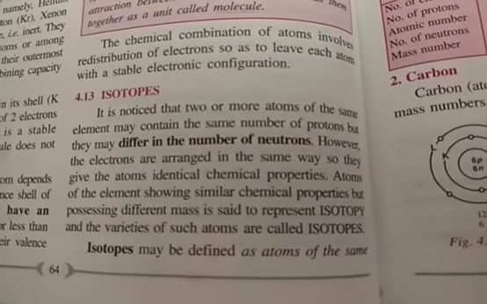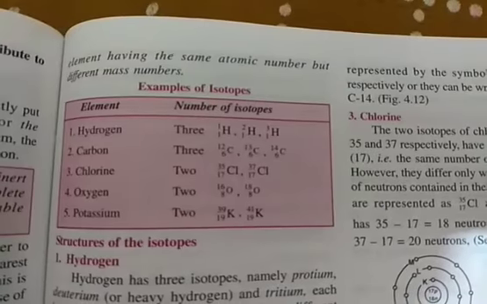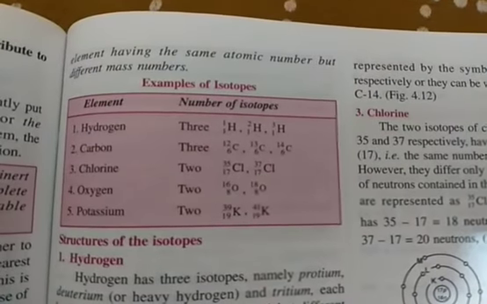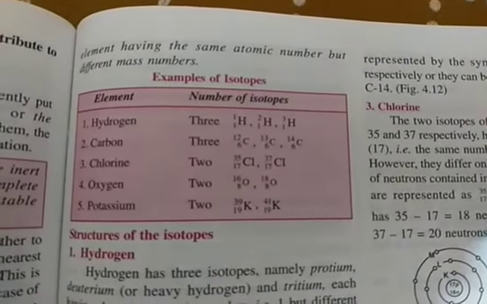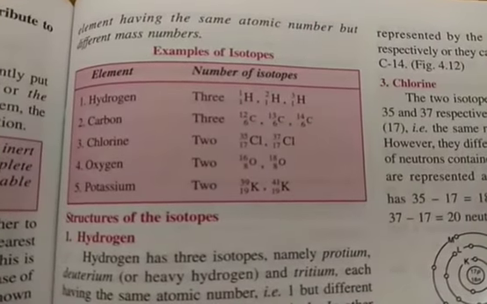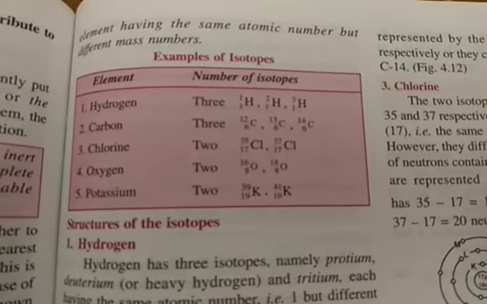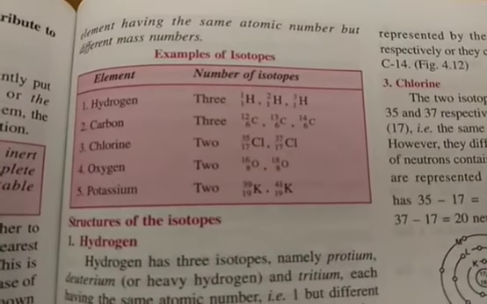So isotopes may be defined as atoms of the same element having the same atomic number but different mass number. So here are certain examples, students. You can see over there that hydrogen is having 3 isotopes. What are these? H11, H12 and H13.